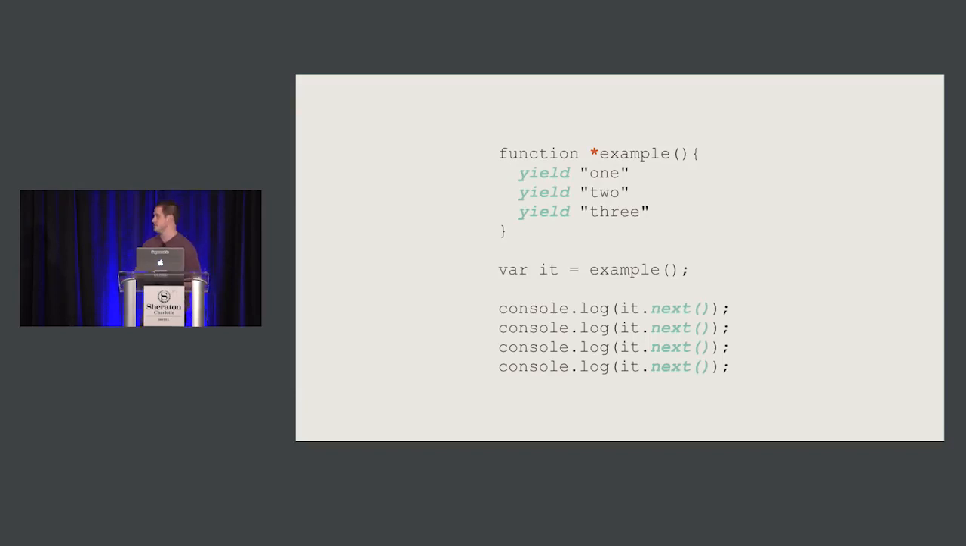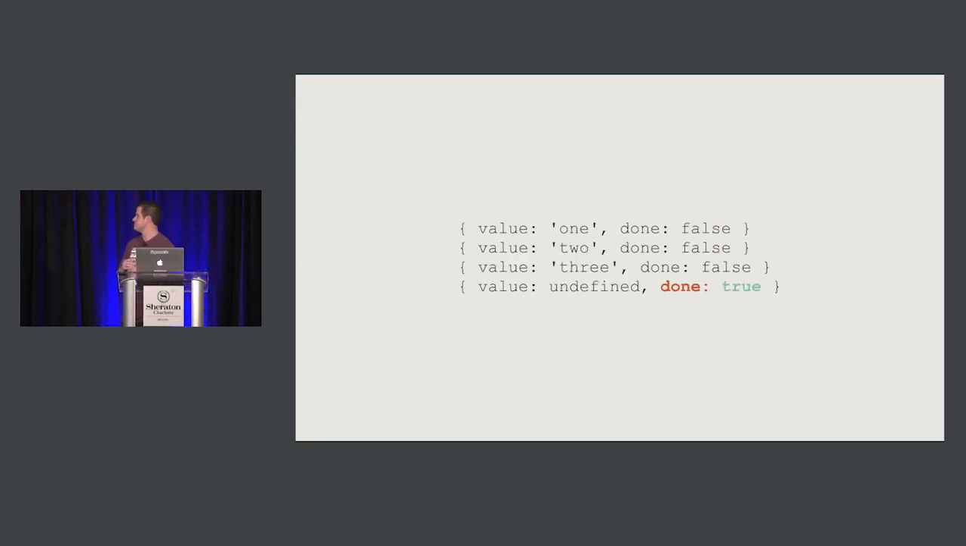So, a generator. The basic generator looks like your normal function, except you have this little asterisk at the top on the name, and then we have this new keyword called yield. Other than that, they look the same. We just have some new syntax. When you invoke it, you can assign it to a variable. Then you have this new method called next. As you call next, you get values back, and it's an object with a value property and a done property.